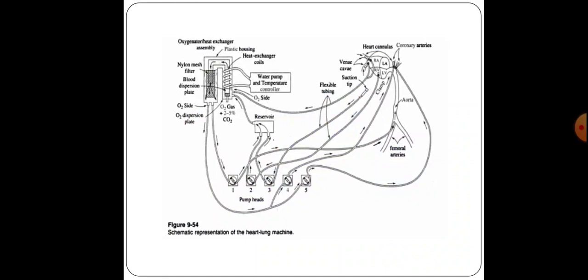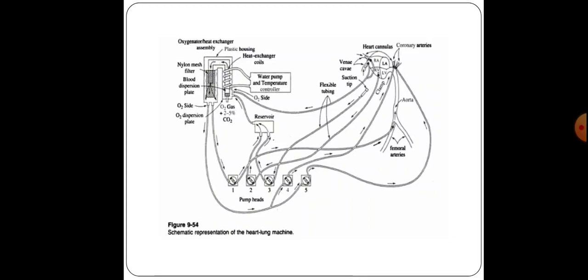Let's see. First there is the right atrium, right ventricle, left atrium and left ventricle. In the right side corner you can see the heart. From that, the 5 pumps are used. The 4th and 5th pumps are mainly connected to the coronary artery, and the third is connected to the suction tube. Whenever we do the procedure, some blood will be wasted, meaning leaked blood. That leaked blood is collected with the help of the suction tube.